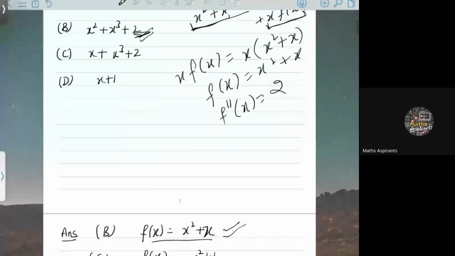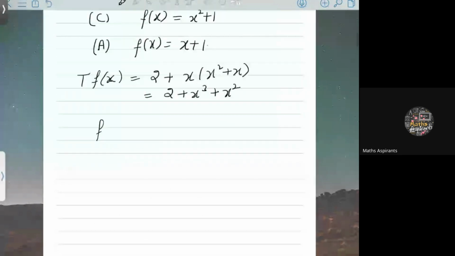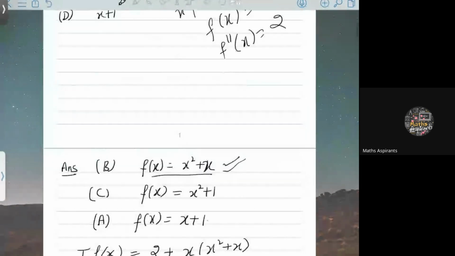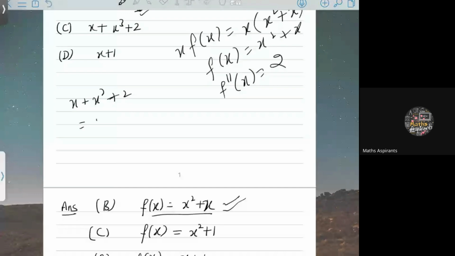Again, for C, we will do the same thing. We take f(x) equals x square plus 1. How do we guess what should be in the range? By seeing that we have x cube plus 2, we take x out and this becomes x times (x square plus 1) plus 2. So by hit and trial, let us take f(x) to be this and then check whether it lies in the range or satisfies the given condition or not.